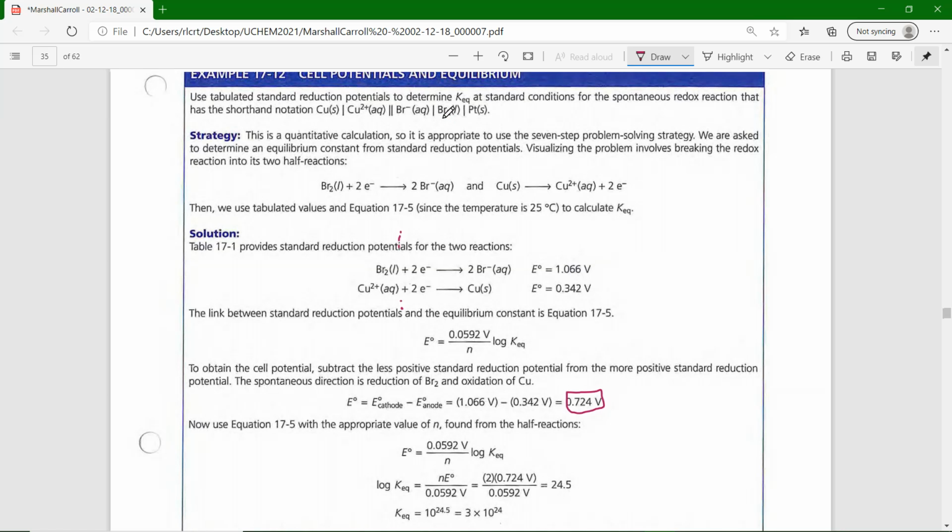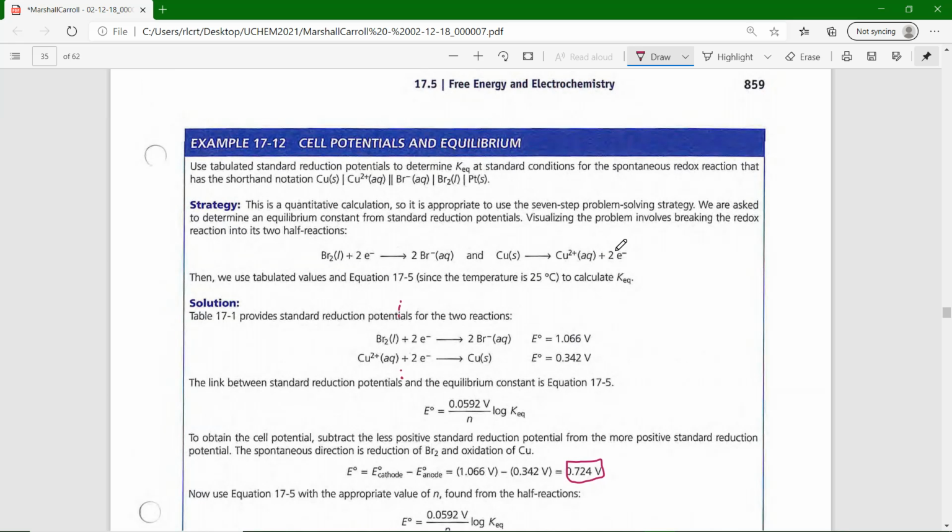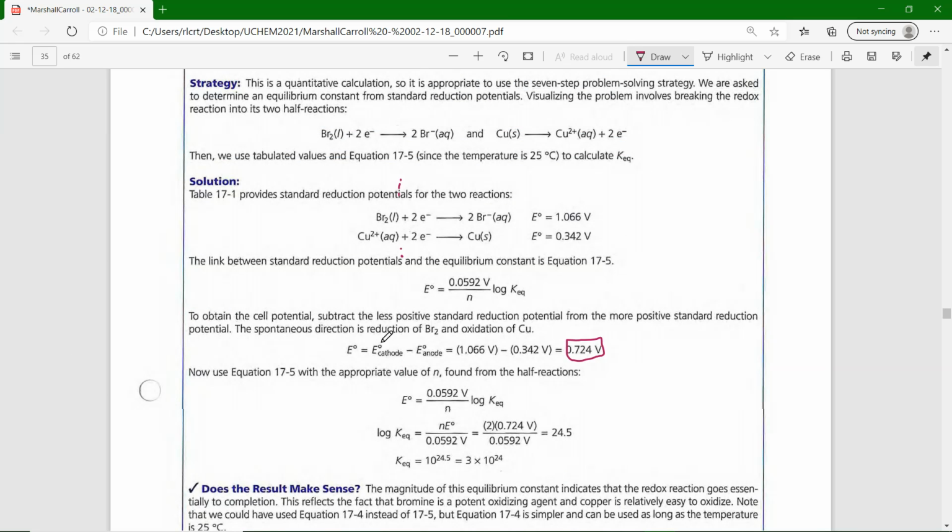So E naught is positive, 0.724, and then my N here is 2. The common multiple of 2 and 2 is 2. So log of KEQ is 2 times 0.724 over 0.0592, 24.5, and the inverse log is 3 times 10 to the 24. So this reaction happens nicely, very product favored, very spontaneous. Essentially, the redox reaction goes to completion. Bromine is a potent oxidizing agent, and copper is relatively easy to oxidize.